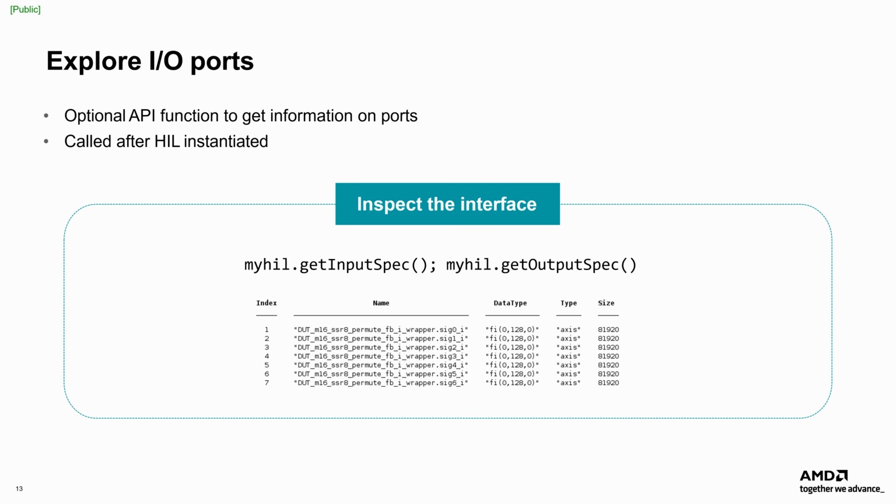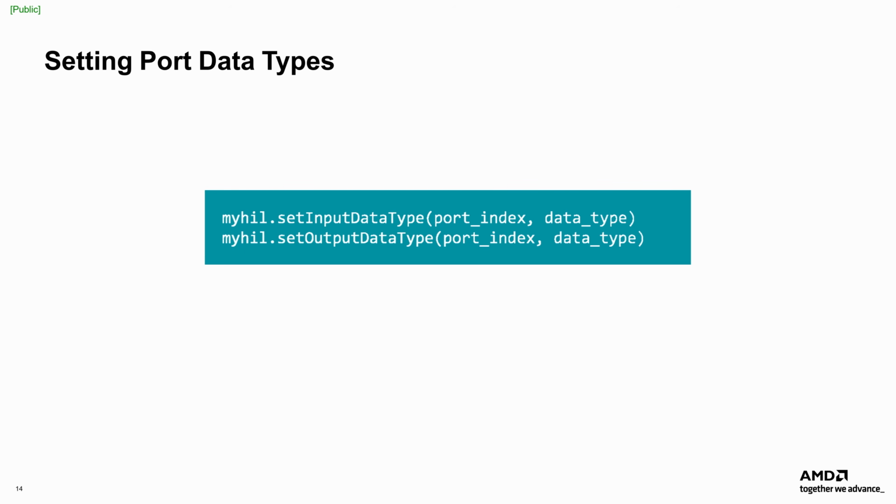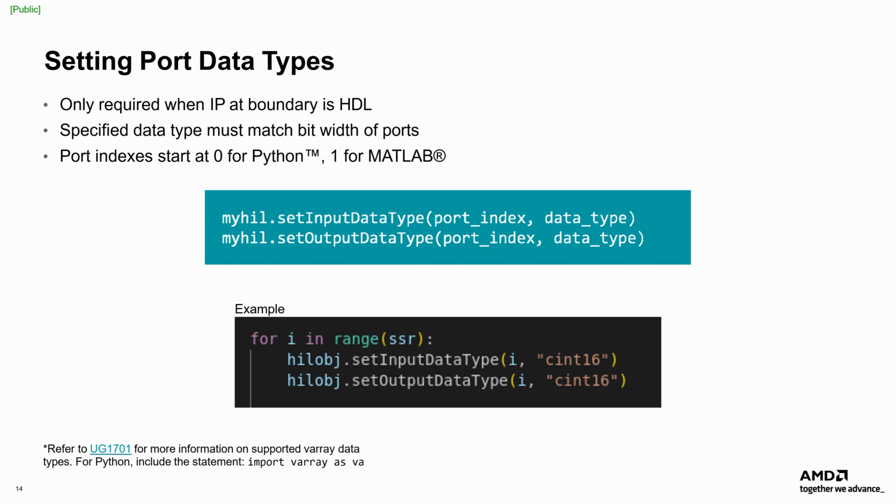These functions help verify how data flows into and out of the hardware design and ensure the host application is configured correctly. After reviewing the interface information, the next step is to ensure that the data types used in the host application match the hardware design. This is particularly important when HDL components are present at the IP boundaries. The host application must interpret the signals correctly, and the selected data types must align with the bit widths defined by the hardware ports. Configuring these data types ensures that communication between the host and the hardware remains consistent.